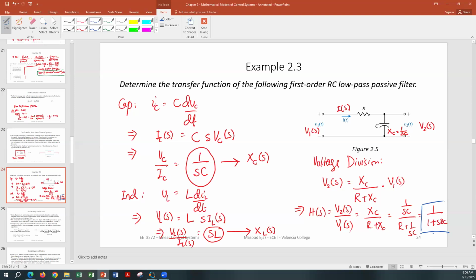Good. So for any circuit that is given to you, you just apply circuit laws, and you can always write down a transfer function in the Laplace domain. You can always solve that circuit in the time domain from the Laplace domain using the same method that we are using: inverse Laplace transform, partial fraction decomposition, and all those. Yes.